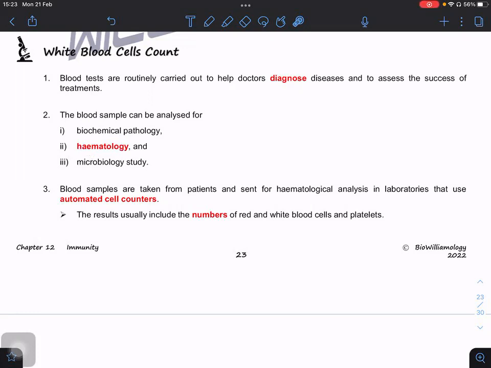Hematology basically means the blood. We check how much red blood cell you have, whether hemoglobin is enough or not. We check the white blood cell, leukocytes, okay? Microbiological study basically means that we study any kind of microbes that are inside your body, in your tissue sample. Generally, blood samples are taken from the patient and sent for analysis in the laboratory. They use an automated cell counter. The result usually includes the number of red and white blood cells and also the platelets.